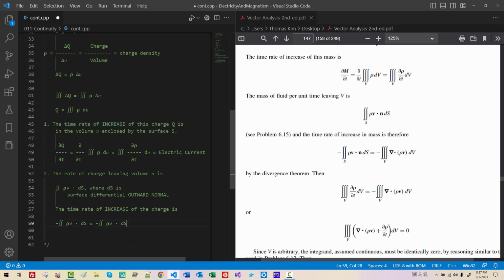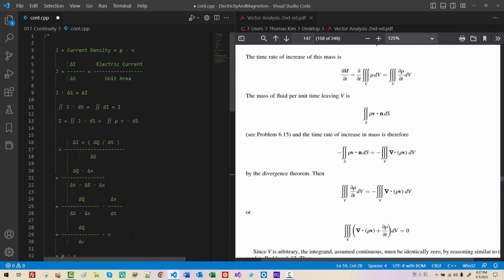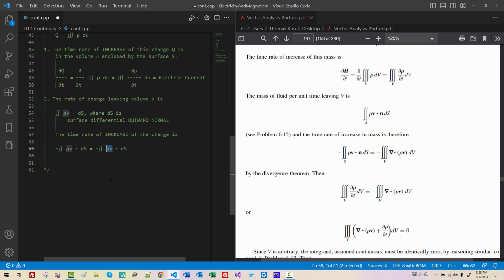It can be written using J. The current density is ρV, so instead of ρV, we can use J here. Now, by applying Gauss's divergence theorem, we can say the volume integral of divergence of J dV. Now, 3. This is the rate of increase of the charge in the volume.